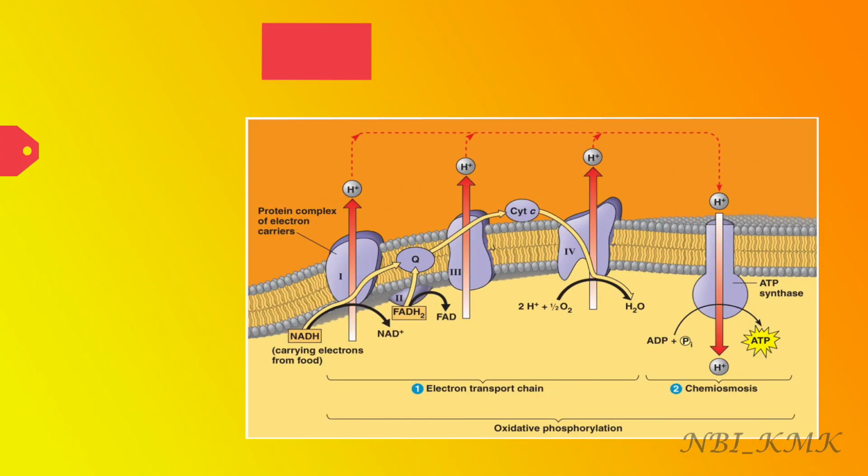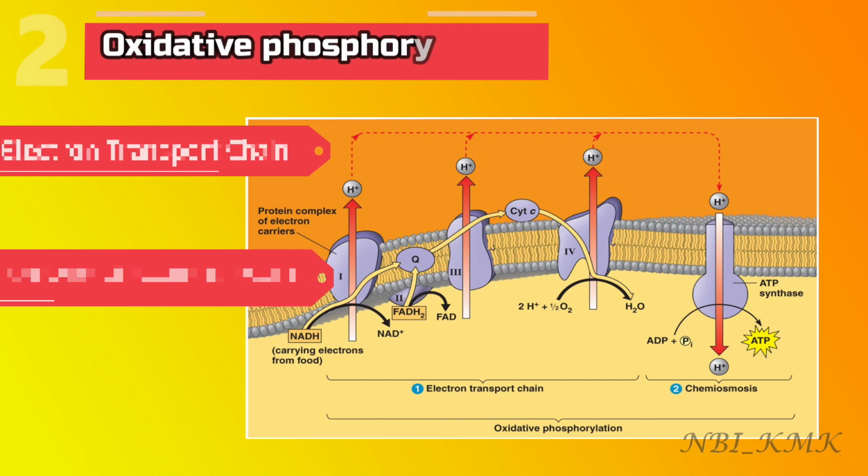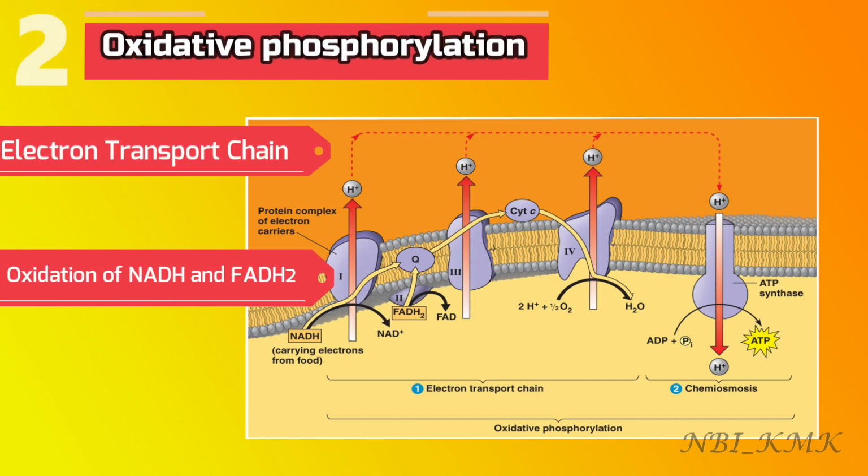While oxidative phosphorylation is the process of forming ATP through the transfer of electrons. These electrons are released from the oxidation of NADH and FADH2. That's why it's called oxidative phosphorylation.